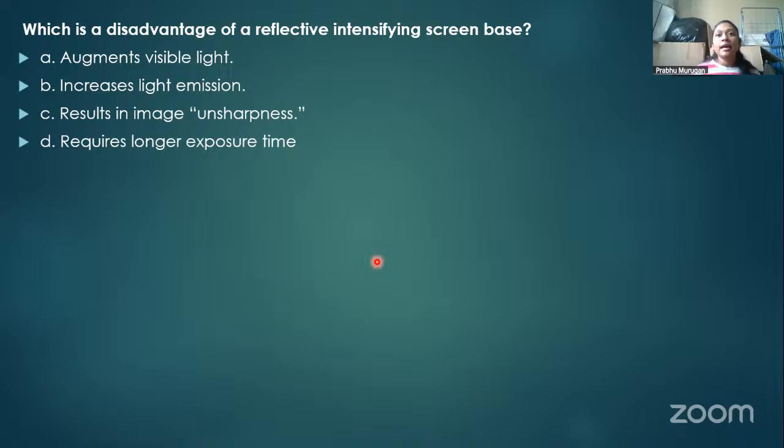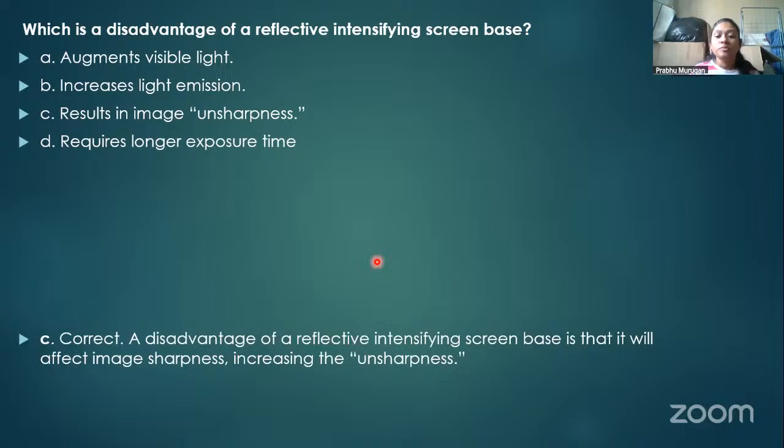Even though it has the advantage of reducing the X-ray exposure and limiting the scattered photons, the quality of the image is not great when you use an intensifying screen. The sharpness of the image is definitely compromised here. So it results in image unsharpness. That is the answer, and it doesn't require a longer exposure time. If there is a longer exposure time, what will happen? Radiation exposure is going to be more, right? So longer exposure time is also not happening when you use an intensifying screen. Answer here is option C.